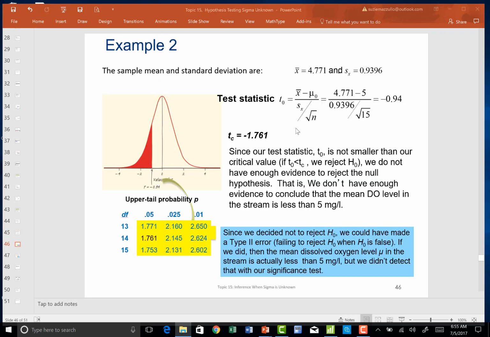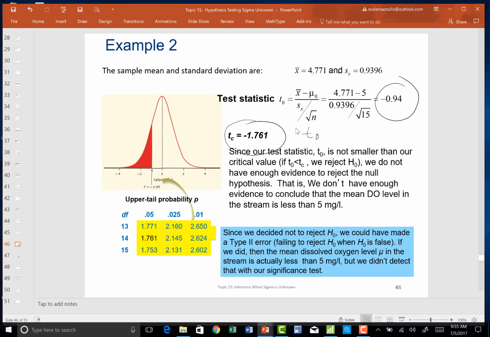So if we actually, by hand, get the test statistic, and this is a left-tailed test for a sample size of 15, so our degrees of freedom is 14, my critical value is negative 1.761. And now it runs just like when we were working with the normal distribution. If my test statistic is less than my critical value, then I'm going to reject the null hypothesis. But as you can see, my test statistic is not less.